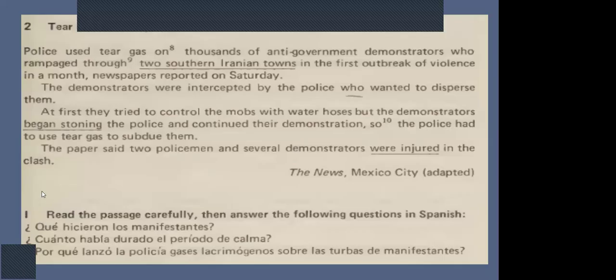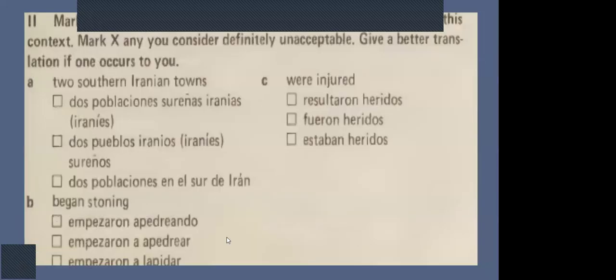Anybody else? Thank you very much, Professor. So is there anything else you think could be added here? I think it's pretty straightforward, right? Okay. So here we go. So what would be your first choice, for instance, for two Iranian towns?